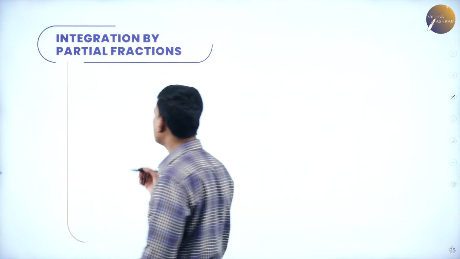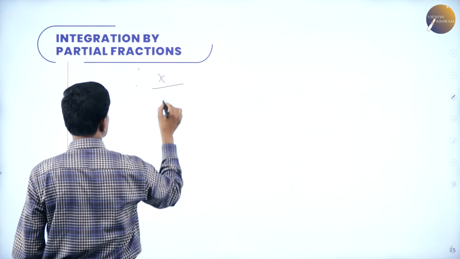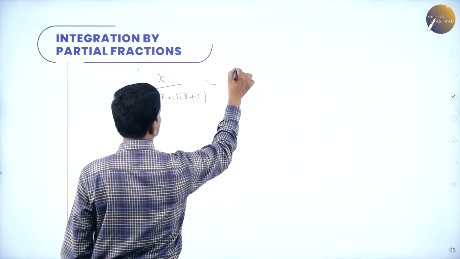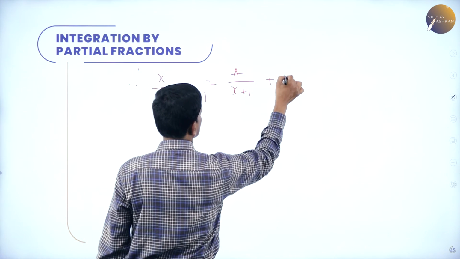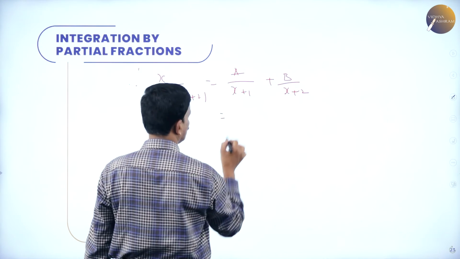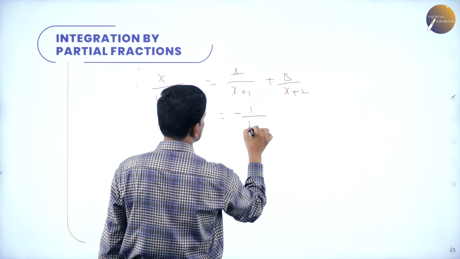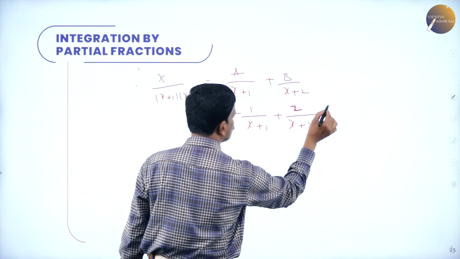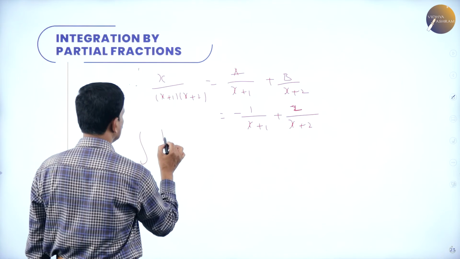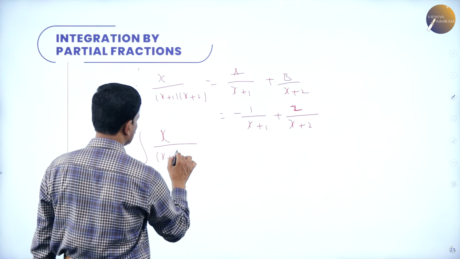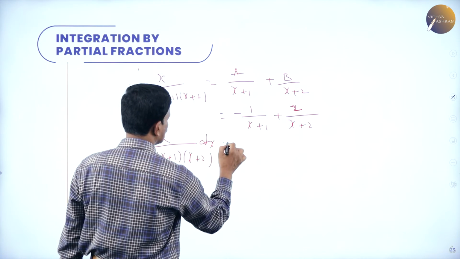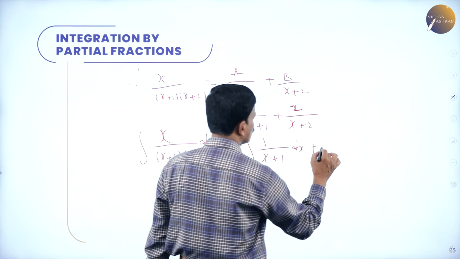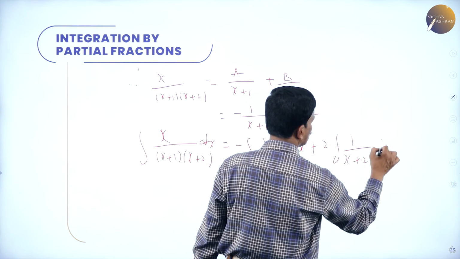Now, therefore, x by x plus 1 into x plus 2 is nothing but a by x plus 1 plus b by x plus 2. That is, a is equal to minus 1 by x plus 1, and b is 2, so 2 divided by x plus 2. Now, integrate it. Integral of x over x plus 1 into x plus 2 dx can be written as minus integral of 1 over x plus 1 dx plus 2 times integral of 1 over x plus 2 dx.